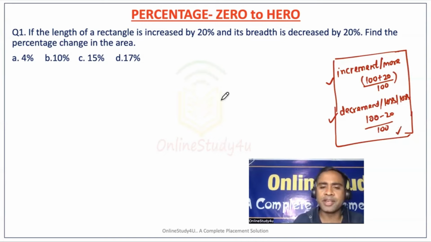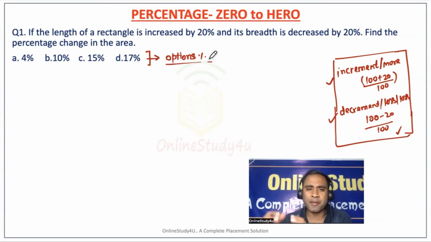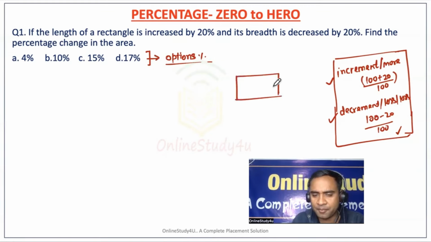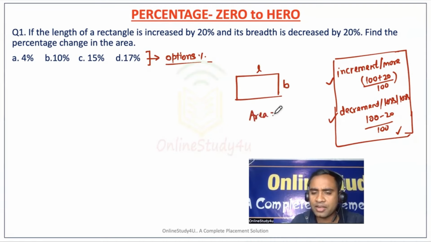Okay. Now, one more thing which you have to remember: if your options are given in terms of percentage, then your problems become very, very easy. You can assume any value you want. So a rectangle will have a length and a breadth. You can assume any value which you want. Now, the area of a rectangle will be length into breadth. So suppose the length was 10 and the breadth was 10.